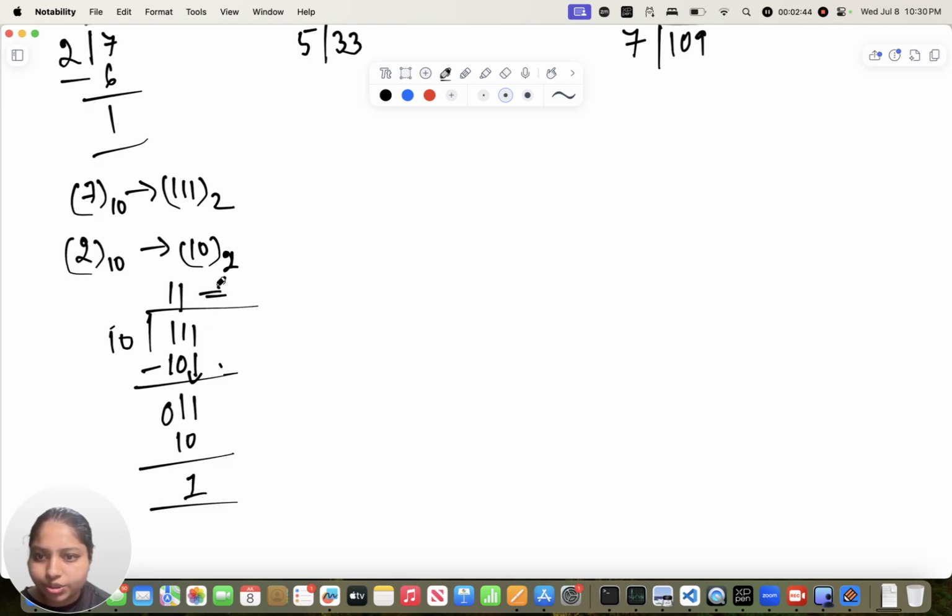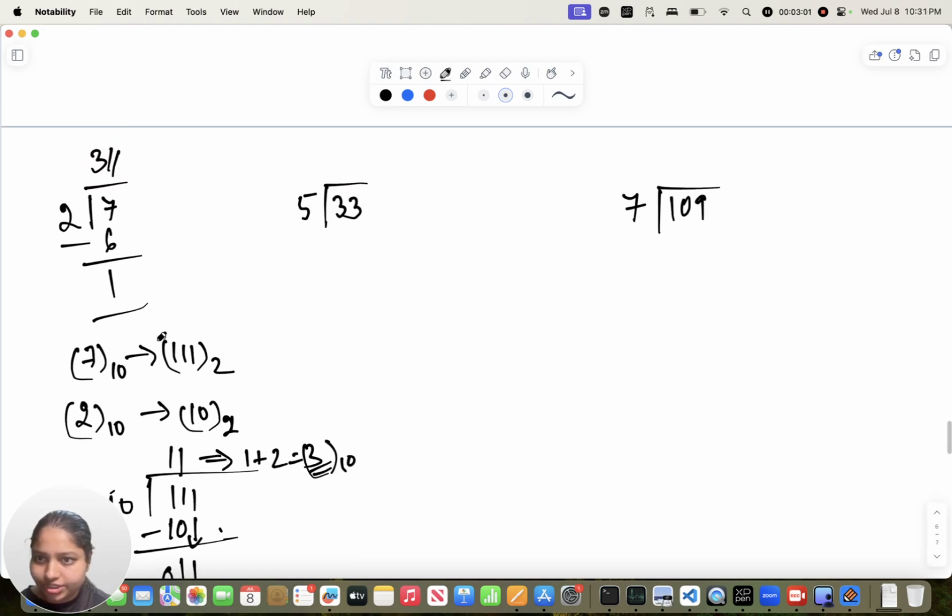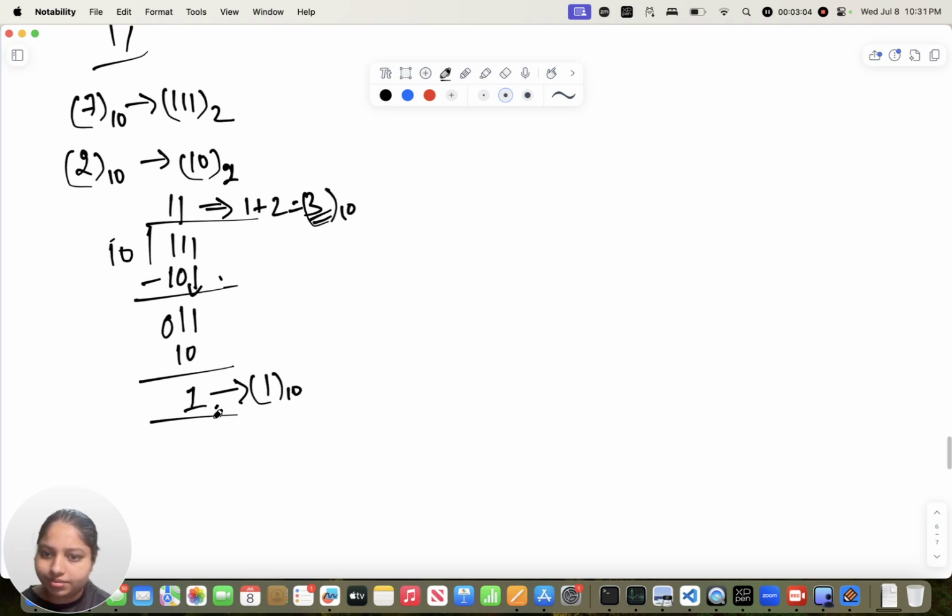So we have the quotient. If you convert this value into decimal, it is 1 plus 2, which is 3, and the binary 1 is again 1 in decimal. So we got 3 as suggested, and we also got 1 as a remainder.